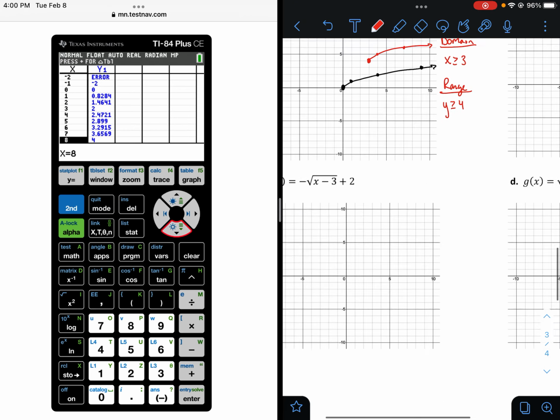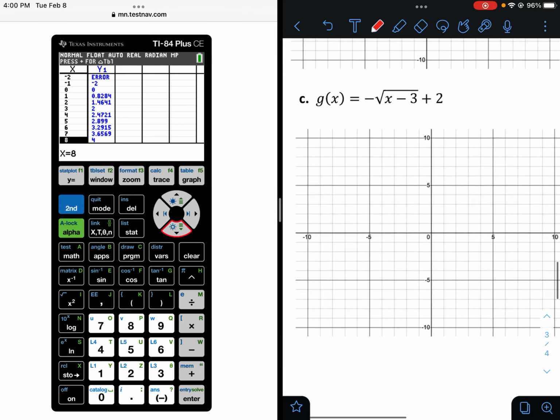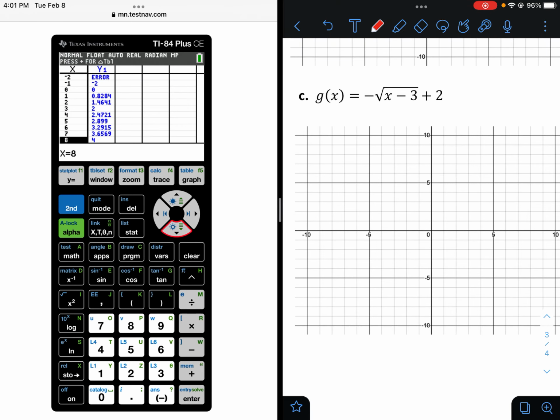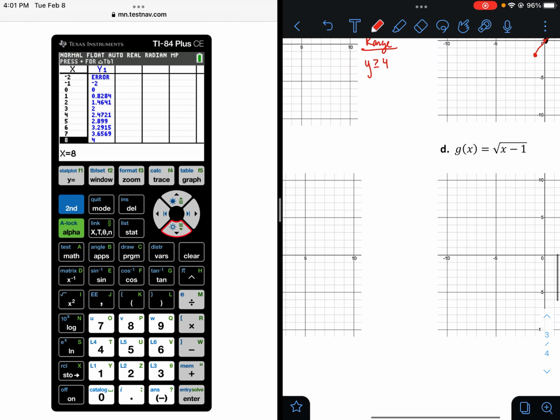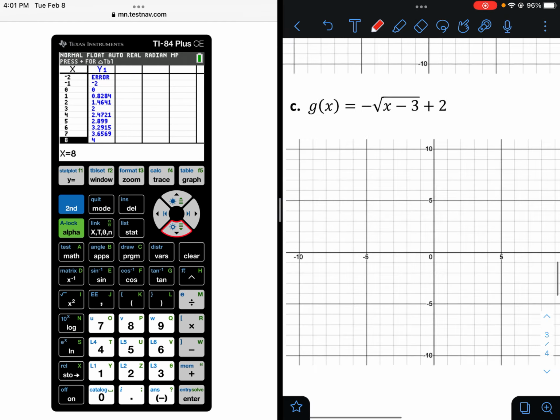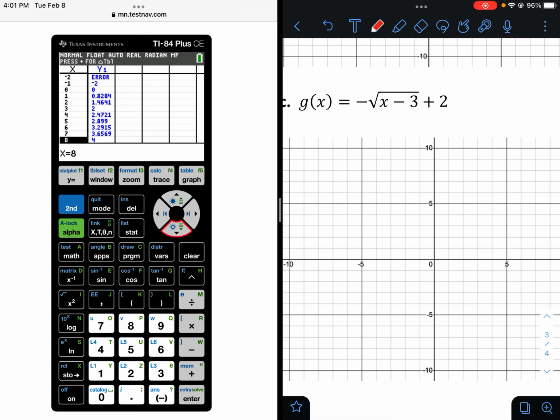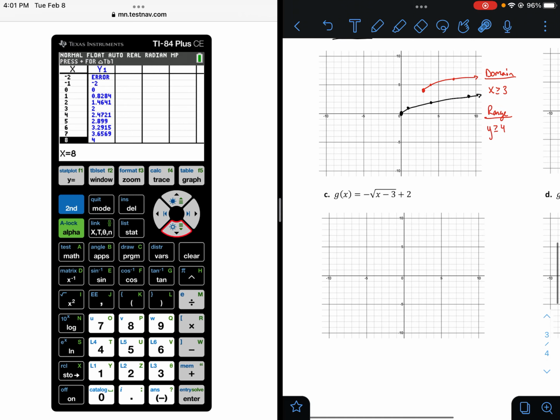Now, it might not always be greater than. We'll do a particular problem over here where things go different directions. We'll just do one more here, and then D you can try on your own. But C here, we notice that there's a negative on the outside, so we do have a reflection over the x-axis, along with it moving right 3 and up 2.